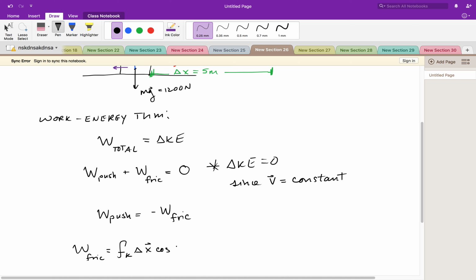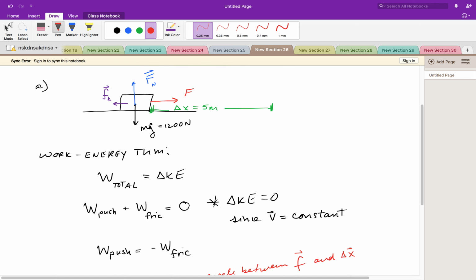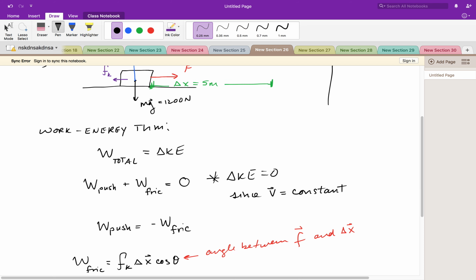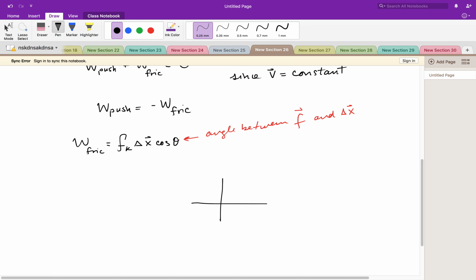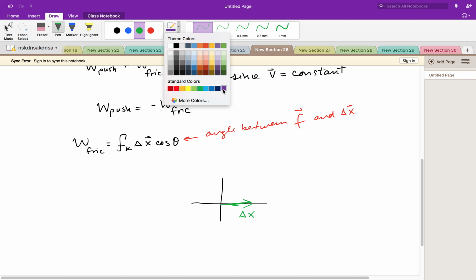Now the question is, what's the angle here? The angle is actually 180 degrees. Let me explain why that is. Let me call this theta for the time being. This theta is the angle between F and delta x, between these two vectors. Let's take a look at what's going on here. Delta x is in this direction. If I sketch this on a coordinate axis, my delta x is to the right, and friction, by definition, always opposes the motion.